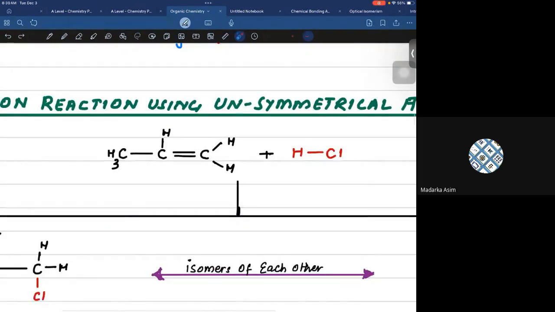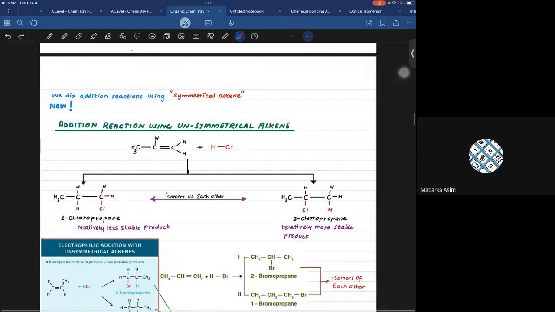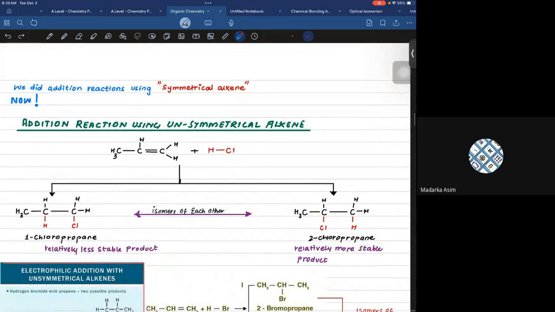So when we add HCl, or H2, or H and OH like water, or anything else to this alkene, you would be getting two types of product, number one and number two. What is the difference between these products? In this one I attached the chlorine here, and in this one I attached the chlorine here.